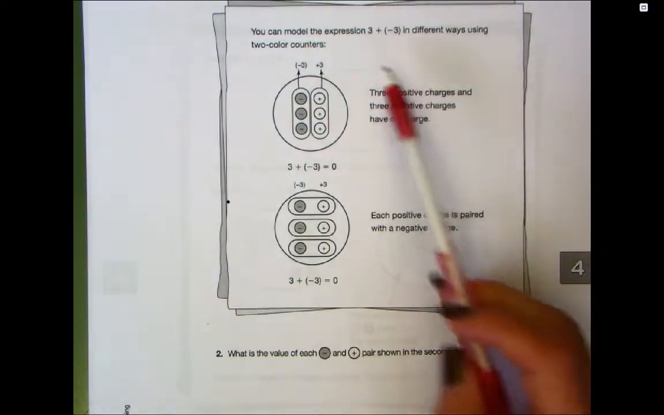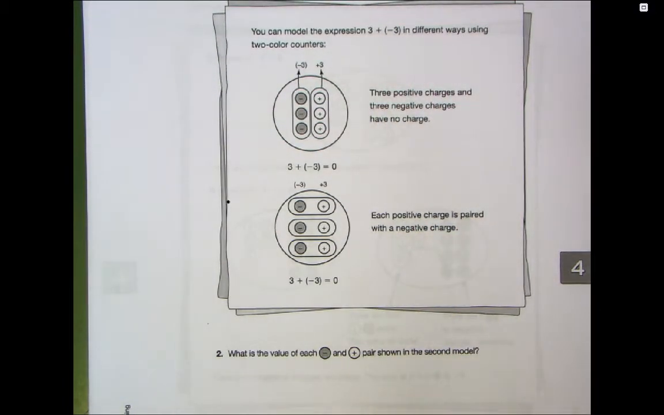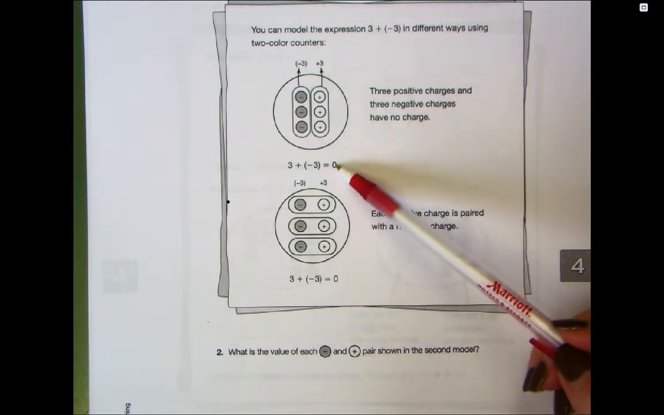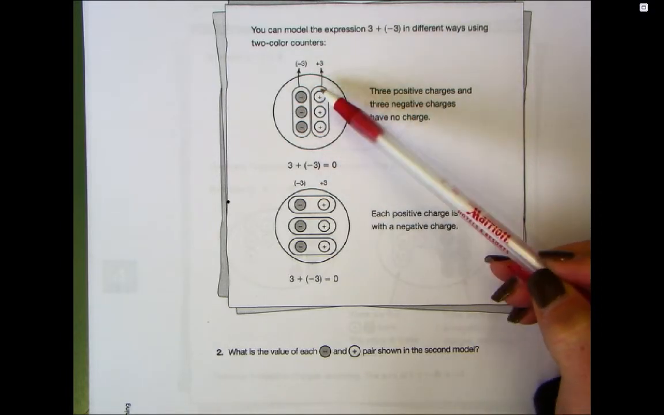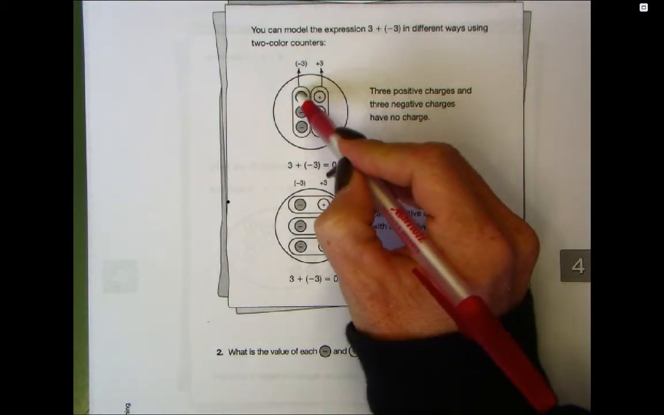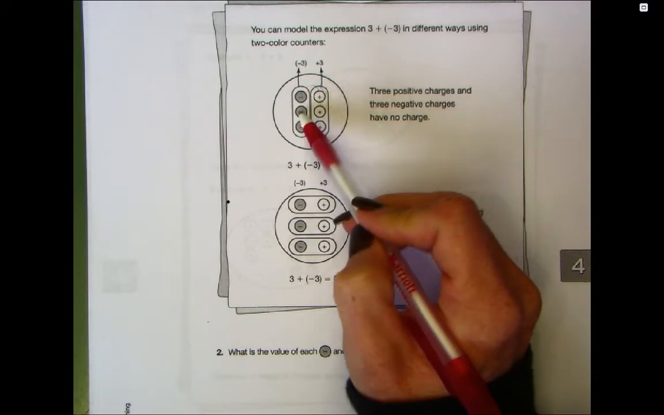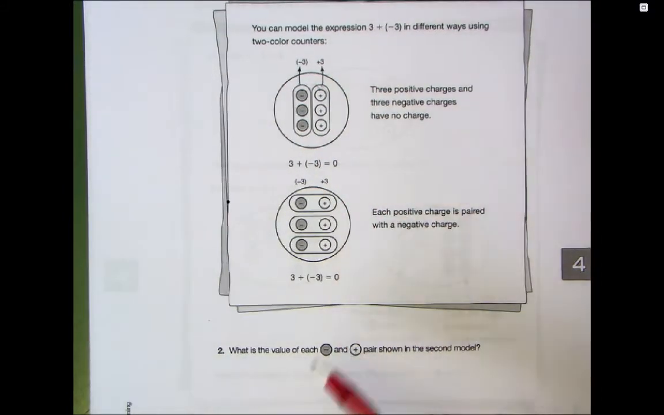You can model the expression 3 plus negative 3 in different ways using two colored counters. We did this on a number line, so we know our solution does give us 0, but here they're showing us if we put 3 negatives and 3 positives, we can see that a negative and a positive cancel each other out. So what I have is really 3 groups of 0, so I get an answer of 0.